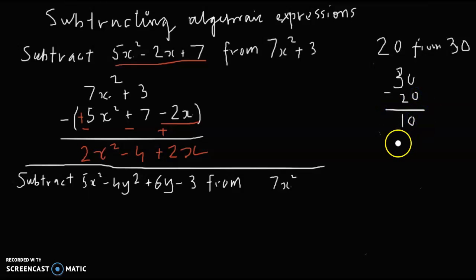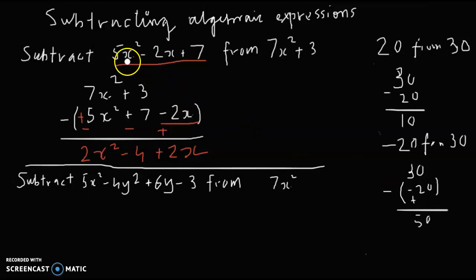Now suppose we say subtract minus 20 from 30. So we are subtracting minus 20. So this is 30 subtracting minus 20. So here it will become plus, minus minus plus, and 30 plus 20 is 50.